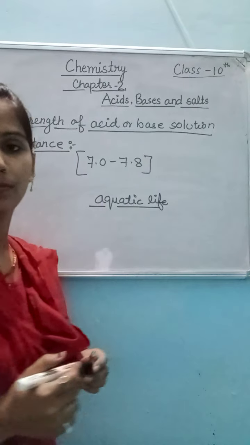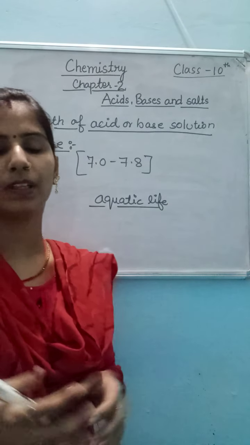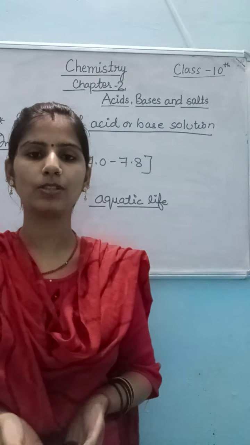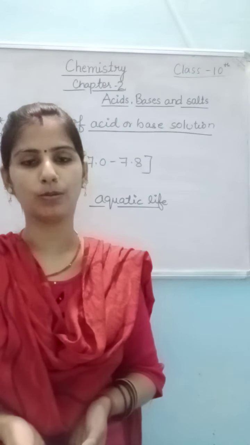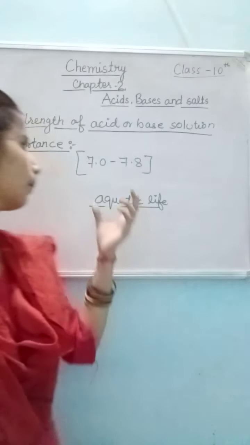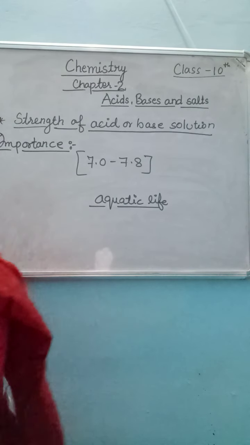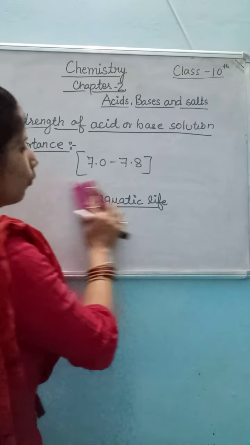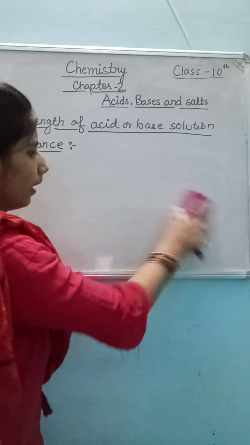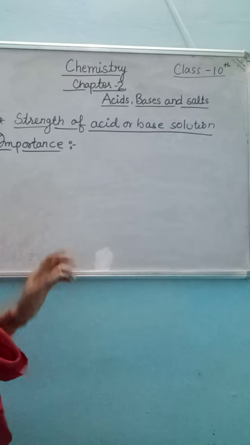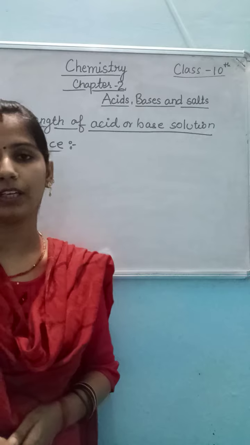In that, the aquatic life is in danger. Aquatic life in danger means the plants may be damaged or dead, and the animals also, because it ranges between 7.0 to 7.8. Now the next thing is at what pH value it works. It works within a pH range of 7.0 to 7.8.